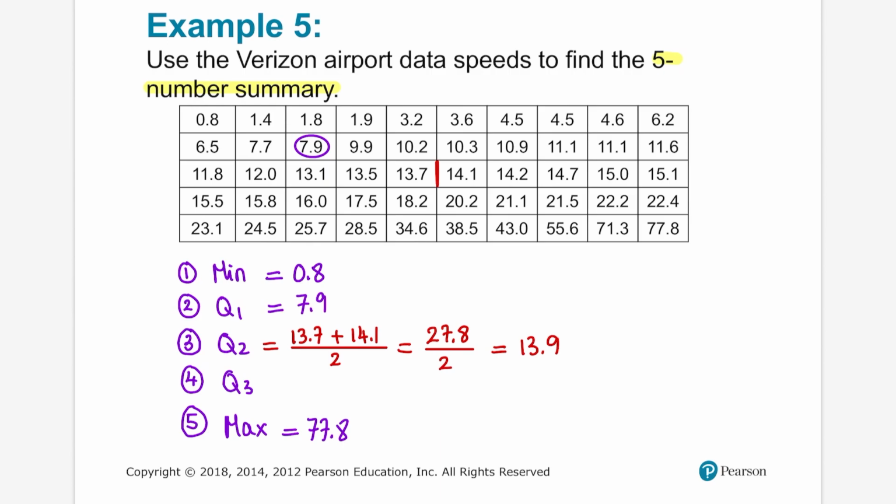Similar for Q3, from 14.1 all the way to 77.8, I want to find the middle number. So there are 25 values. The middle number should be the 13th. So 1, 2, 3, 4, 5, 6, 7, 8, 9, 10, 11, 12, 13, 21.5.